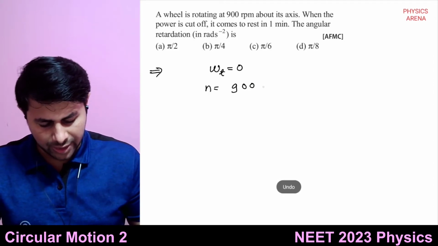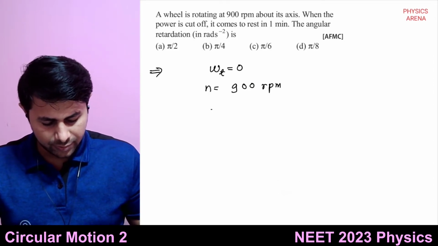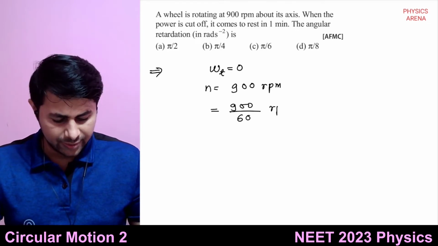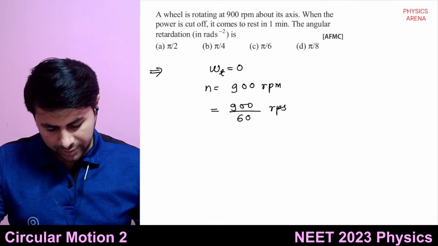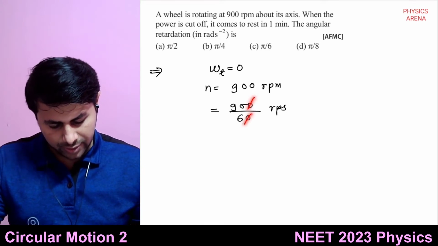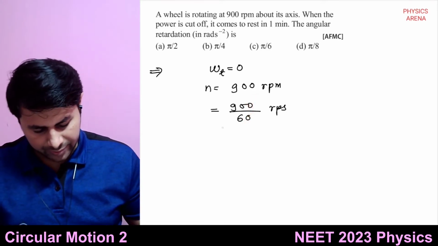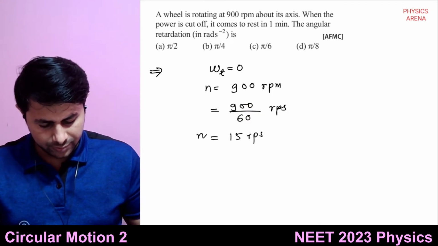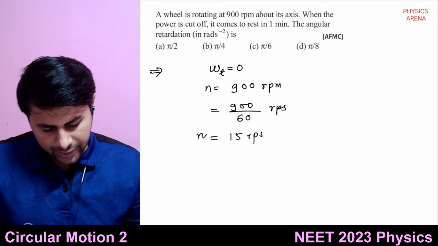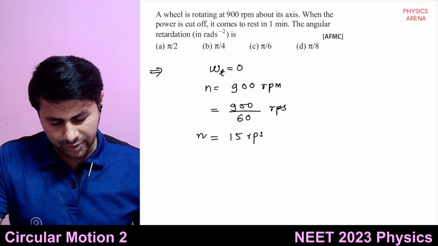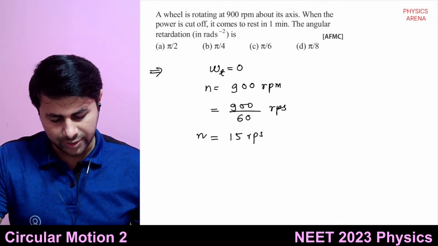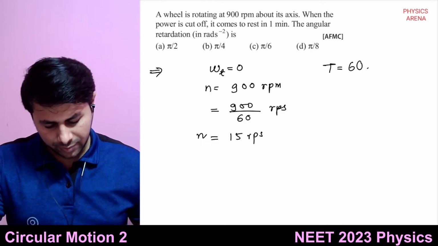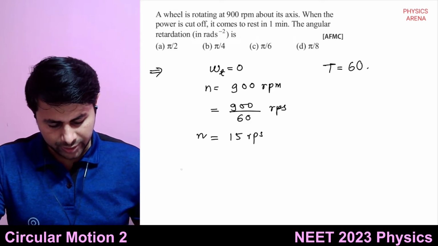So convert it to rps. 900 divided by 60 rps, so 90 by 6, that is 15, right? And then it comes to rest in 1 minute. So time is equal to 60. So then what is alpha?